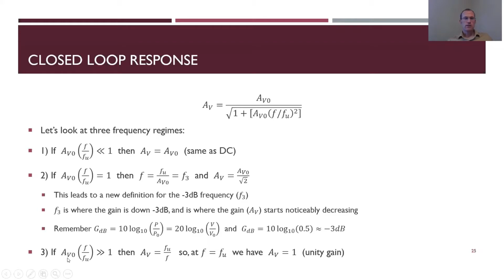In the last case, if AV0 times F over FU is much bigger than 1, then my gain is FU over F. Again, at F equals FU, we have the unity gain of 1. So those are special cases for that equation.